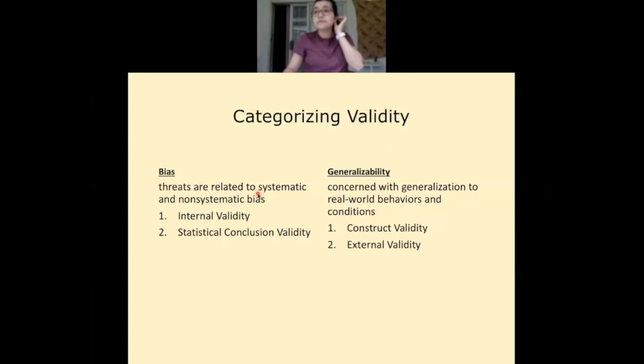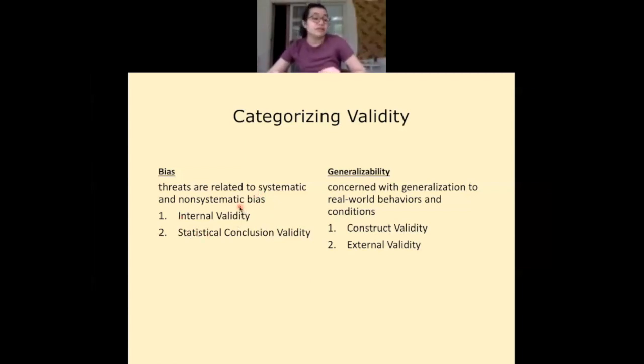And then internal validity are threats to systemic and non-systemic bias. So statistical conclusion validity, we can measure our bias, we can measure our error. And that's what we're doing when we're doing statistical analysis. And we want to make sure we have enough of a sampling frame, enough N population observations to do so, or else our error is going to be massive.